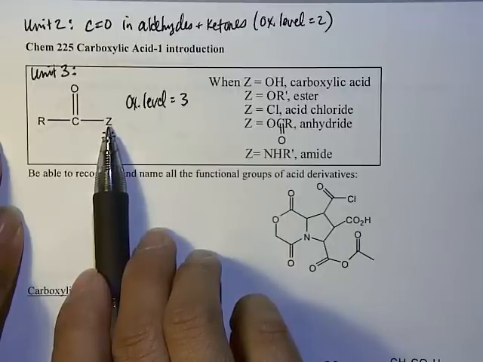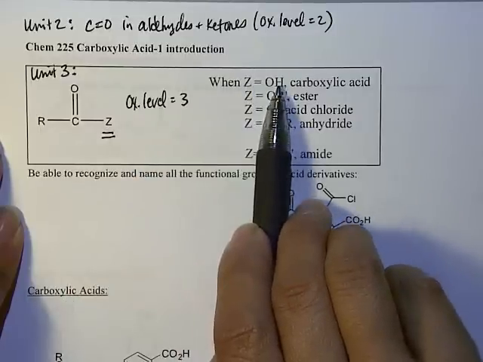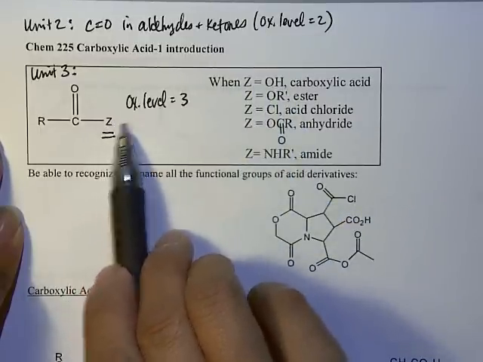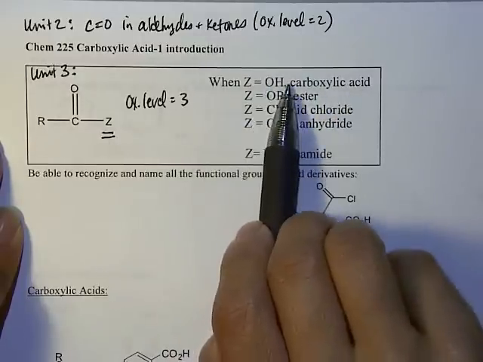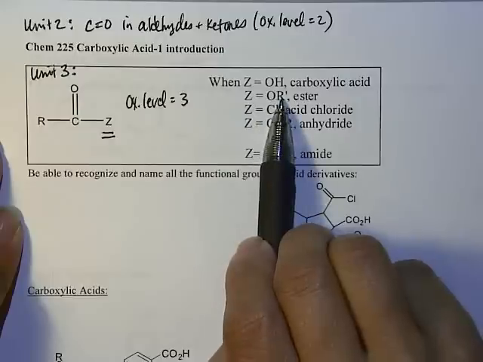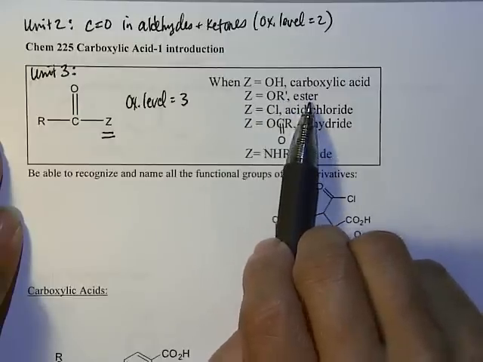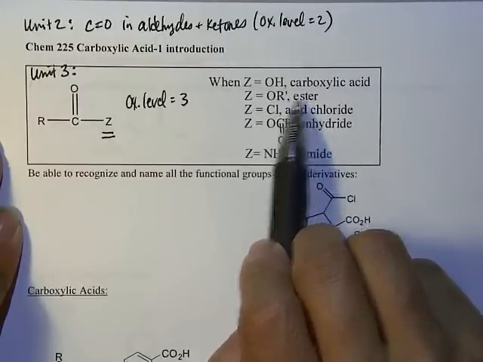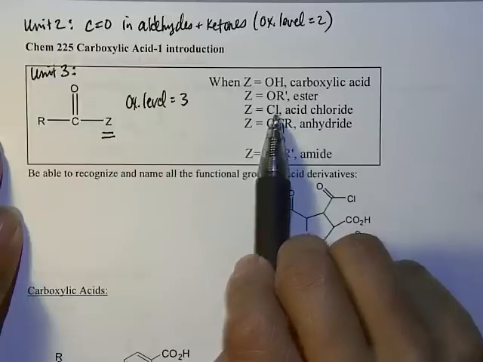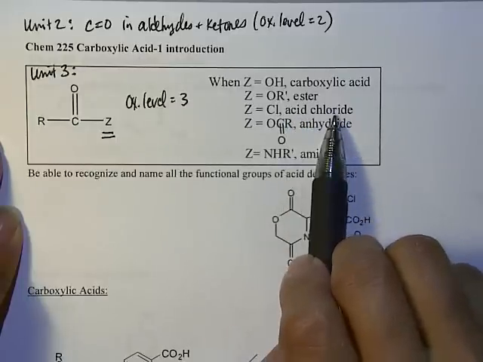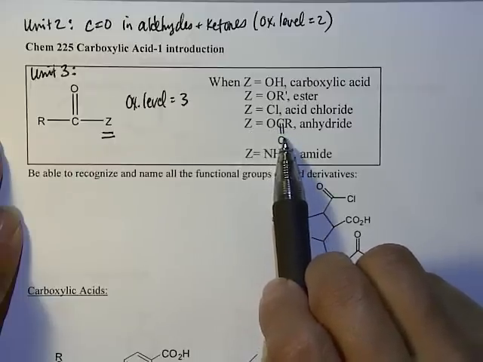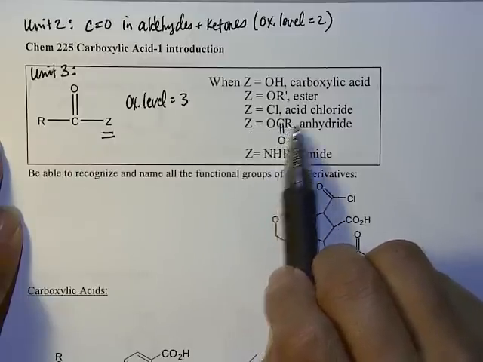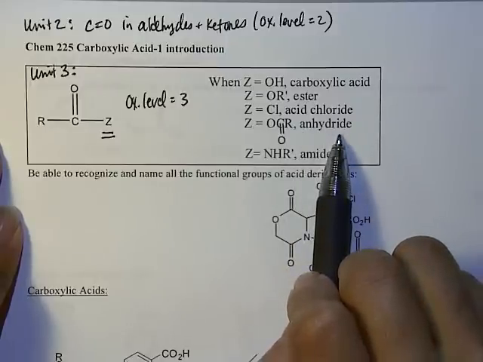At this point, what I'd like you to be able to do is substitute the Z. So if Z was OH, that functional group is called a carboxylic acid. If Z is an OR, where the R group could be anything, then that functional group is an ester. If Z was Cl, or chlorine, then that functional group is called an acid chloride.